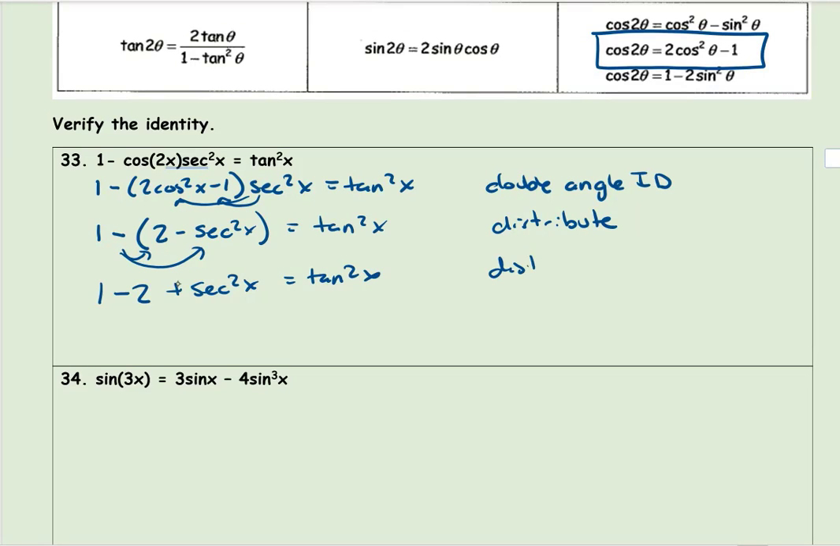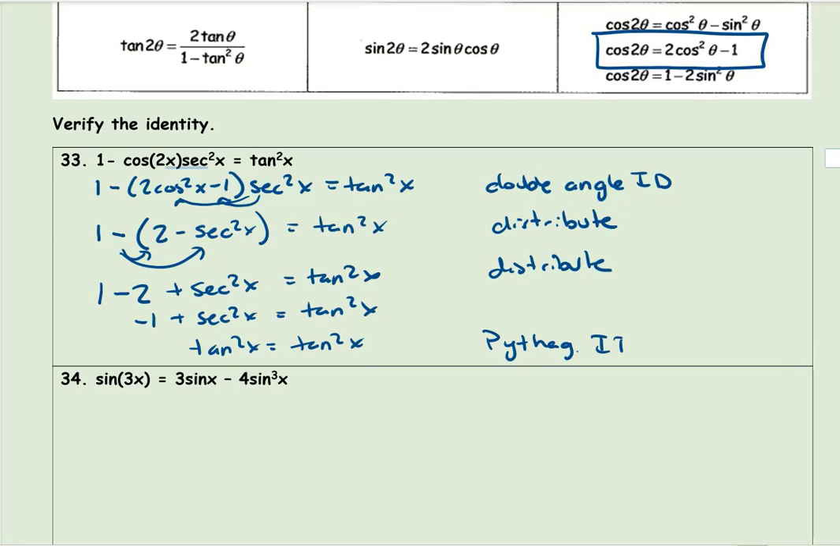Then we're going to simplify here, because 1 minus 2 is just negative 1, plus secant squared x is equal to tangent squared x. And we know that negative 1 plus secant squared x, that's a Pythagorean identity, and that's going to give you tangent squared x. And we are done with that Pythagorean identity.